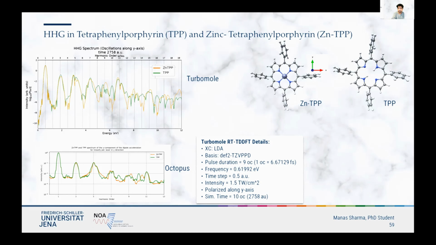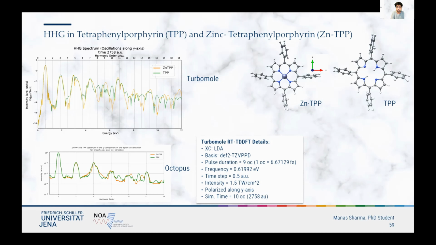And then for the 9th harmonic, we see that in both the codes, the ZN... maybe I'm drawing too much into it, but basically, we don't really see any big difference between the two spectrums, and we observe odd harmonics as expected due to the inversion symmetry, same as in experiments.